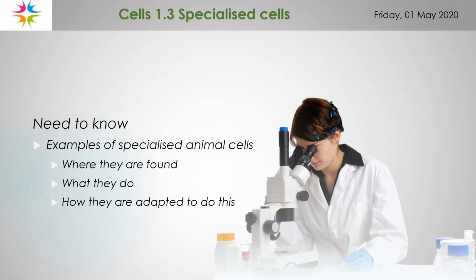Now today's lesson is about specialized cells. We need to know about specialized animal cells, where they are found, what they do, and how they're adapted to do this. And exactly the same for plant cells, where they're found, what they do, and how they are adapted to do these different things.